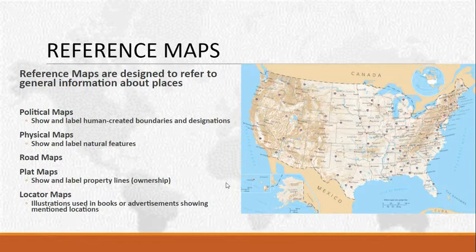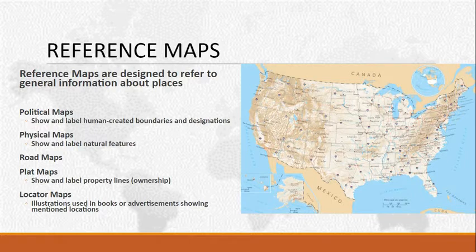So there are 2 major types of maps: reference maps versus thematic maps. Reference maps are designed to refer to general information about places, and they try to show things accurately and show you where things actually are. Different types of reference maps include political maps, physical maps, road maps, plat maps, locator maps, and all different sorts of reference maps.